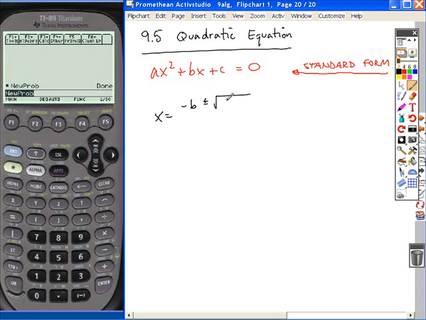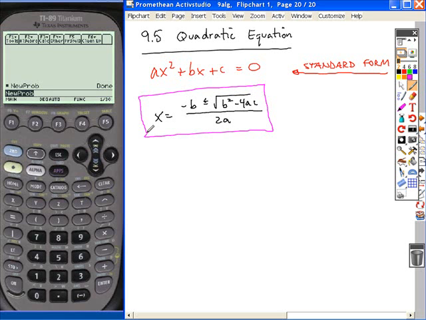Negative b plus or minus the square root of b squared minus 4ac, all over 2a. And now, here's the quadratic equation. All right, is it going to be absolutely necessary for you guys to use this in this particular class to solve an equation that's set equal to 0? Is this going to be the easiest way to do it? No. What's going to be the easiest way for you guys? Calculator and enter what? Yeah, just solve, right? Just use the solve function.